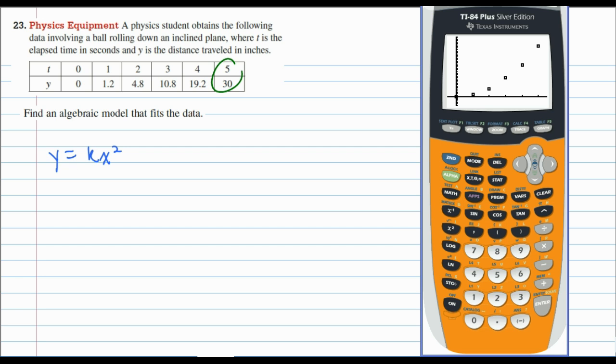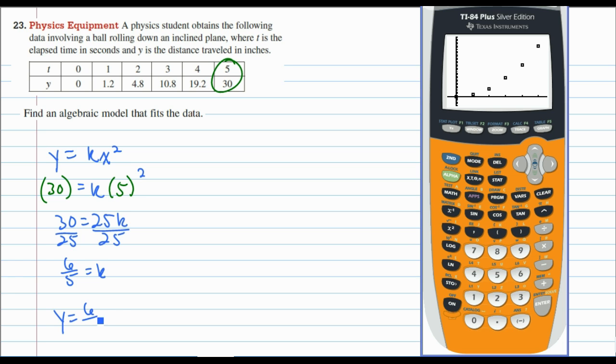Let's see. So 30 is going to go in for y. 5 is going to get squared. That's much better. So now I have 25k equals 30. Divide both sides by 25. K equals, reduce that fraction, that would be 6/5. So I think my parabolic model is y equals 6/5 x squared.